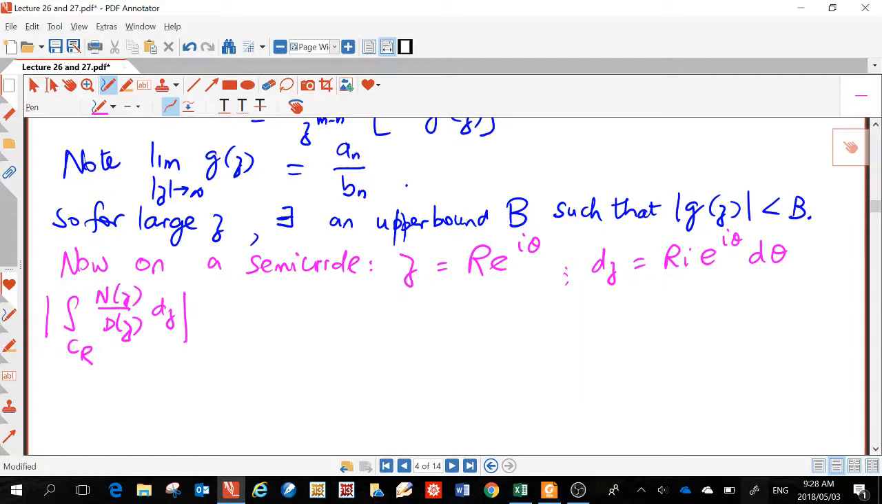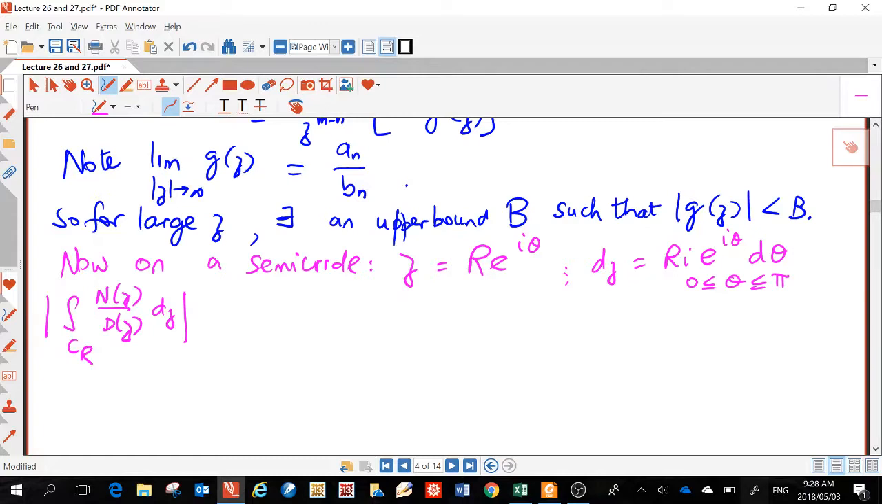So the integral of this part becomes zero. That means the integral along the semicircle is zero. And I've got the tools for the semicircle. The semicircle goes from naught to pi. Maybe we should write this down here: naught less than or equal to theta less than or equal to pi. If it were a full circle, it's naught to 2 pi.